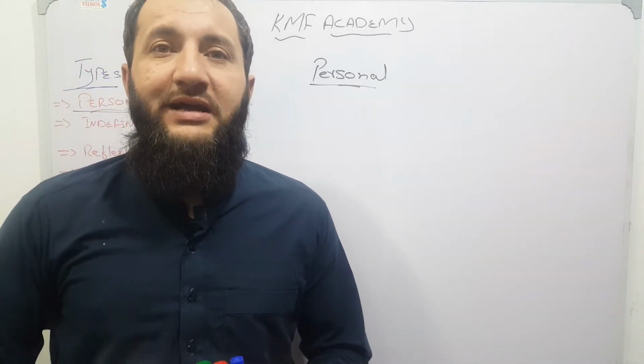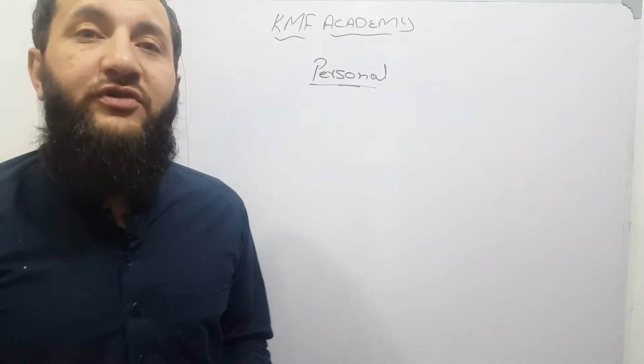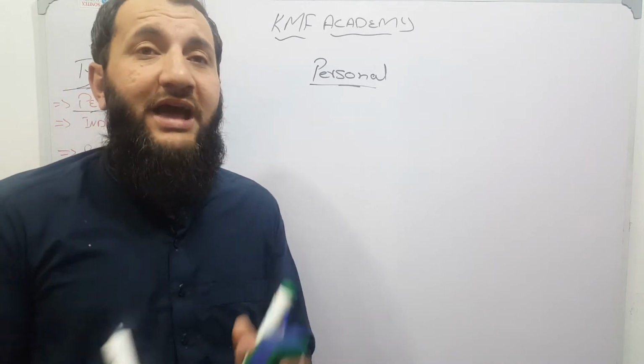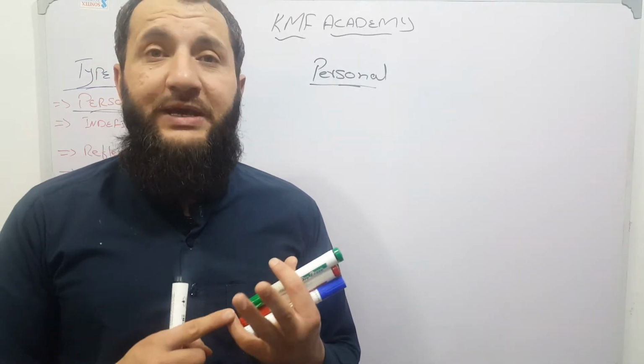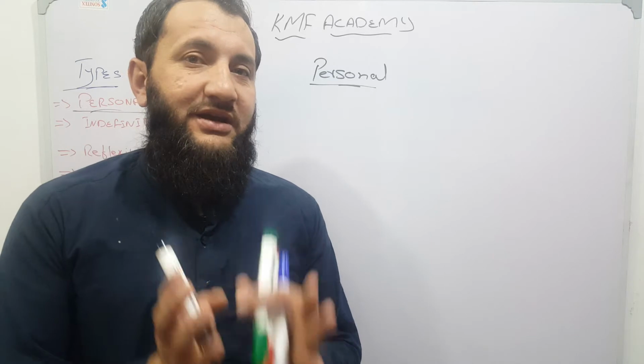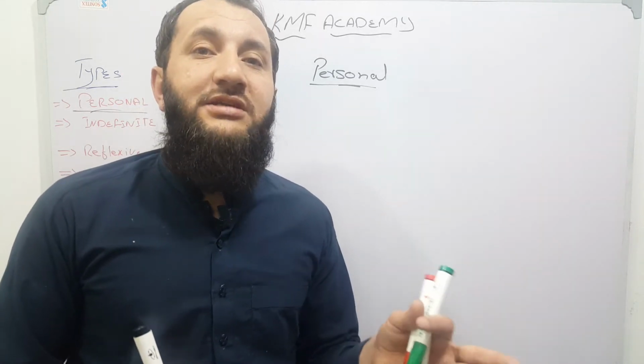Now what does personal mean? Yes, you guessed it right. The pronouns that are used for persons. We have already been through persons. There are three persons: first, second and third. What is the first person? The one who speaks. What is the second person? The directed or indicated listener.